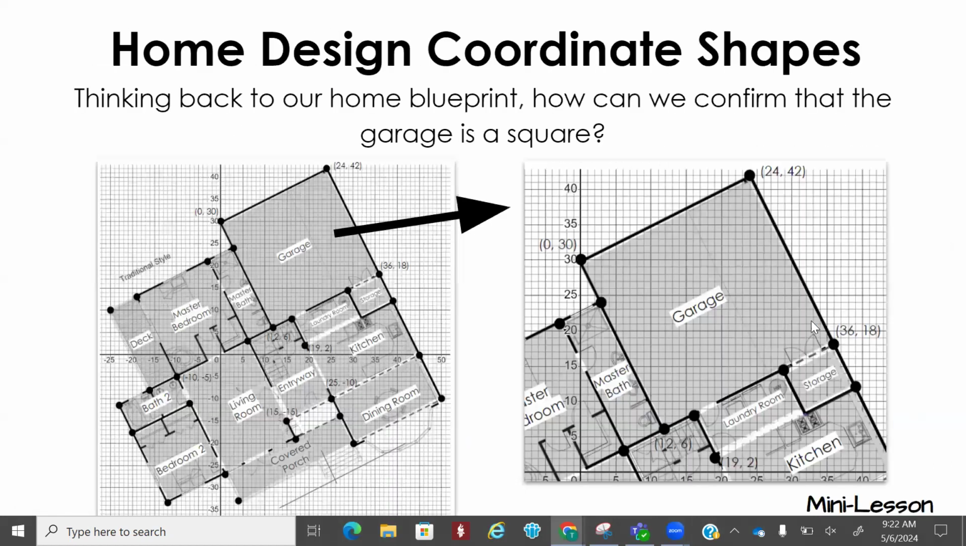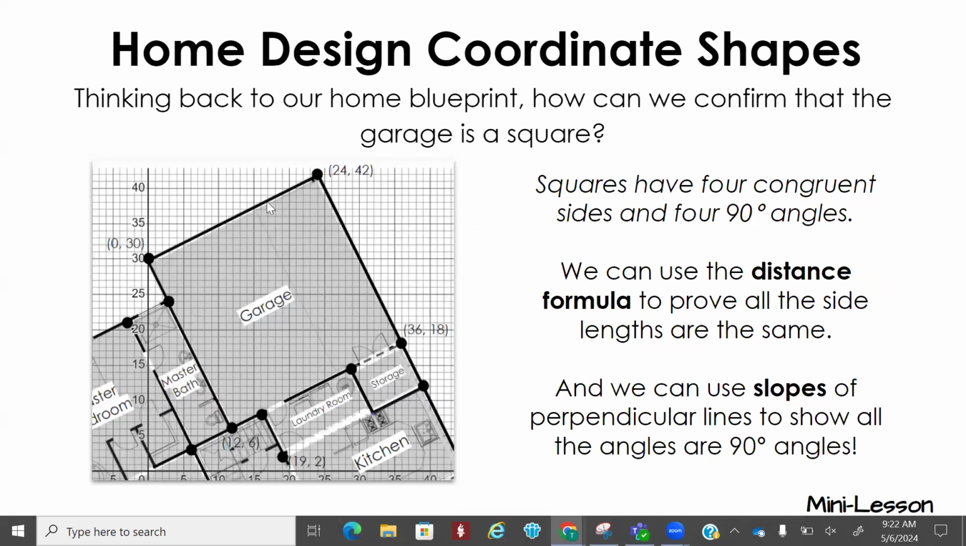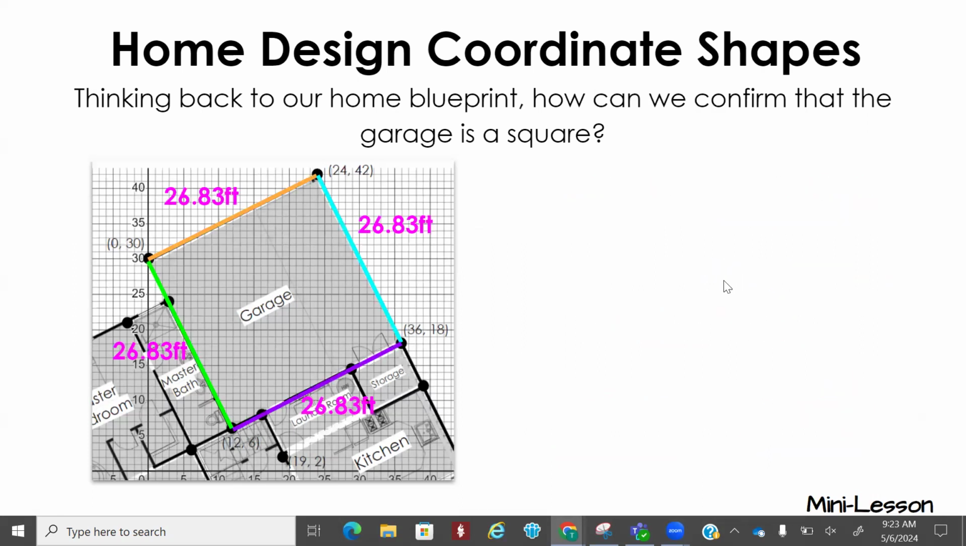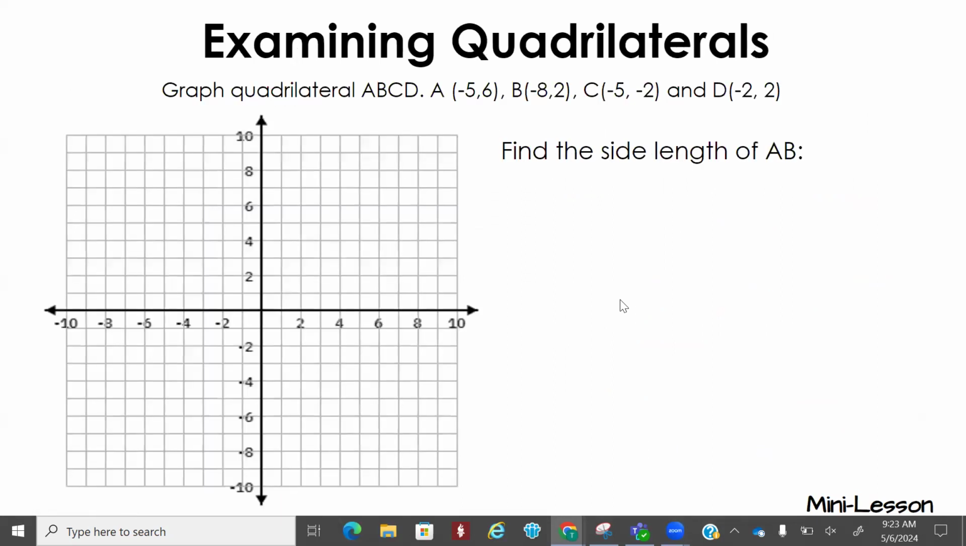Okay, perfect. Okay, so let's say that we're looking at this blueprint of this house, okay? And we're trying to confirm that the garage is a square. The best way to do that is to find the distance of all of the side lengths and they're all supposed to be the same, and then finding the slope and confirming that they're perpendicular. Well, remember, when we talked about perpendicular slopes, that means that they're negative reciprocals of each other, right? So if you found the distance of all of the garage sides, it's going to be 26.83, which means that it would be a square.